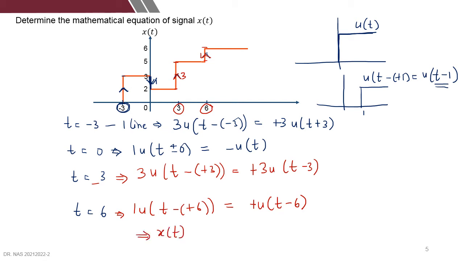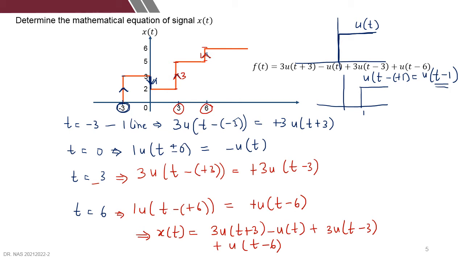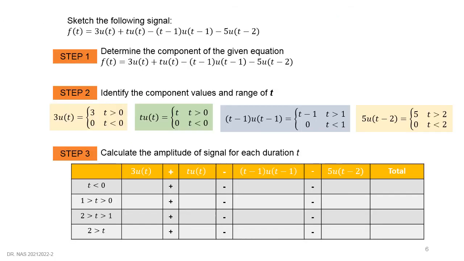So x(t) equal to, from the top, 3u(t) plus 3 minus u(t) plus 3u(t) minus 3, and then plus u(t) minus 6. So let's compare to the main equation. It's 3u(t) plus 3u(t) plus 3u(t) minus 3 plus u(t) minus 6. So that's correct. Okay, let's have another example.